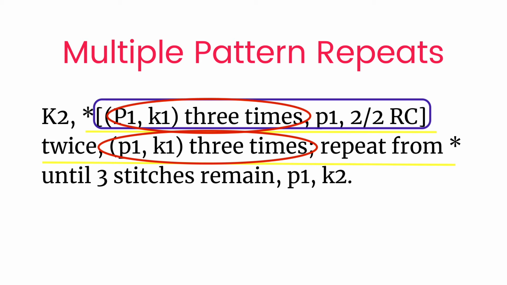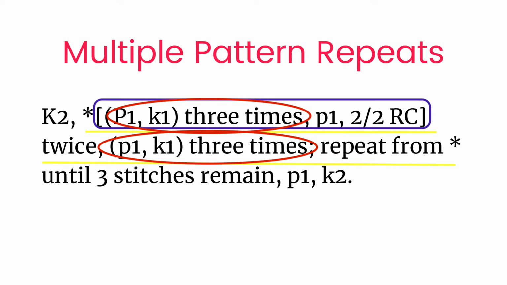Purl 1, knit 1, and that's in parentheses. So we do that as many times as it tells us, and it says 3 times. So we do that 3 times. Then we do our next instruction, which is a purl 1. Then we do our cable cross, our 2x2 cable. Then that's the end of the bracket, and after that bracket, we see the word twice.